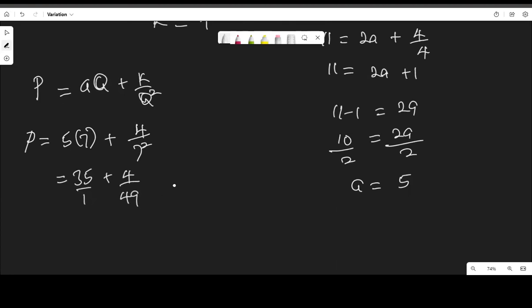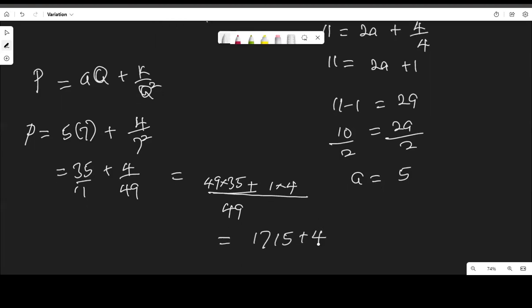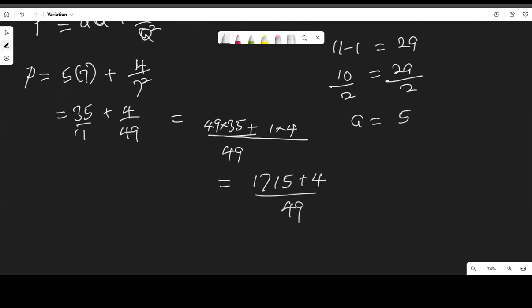This is over 1. Solving this fraction, LCM of 1 and 49 is 49. 49 divided by 1 is 49 multiplied by 35. 49 times 35 plus 49 divided by 49 is 1, 1 times 4, which is 1715 plus 1 times 4 is 4 over 49. 1715 plus 4 is 1719 over 49. That is approximately 35.1.